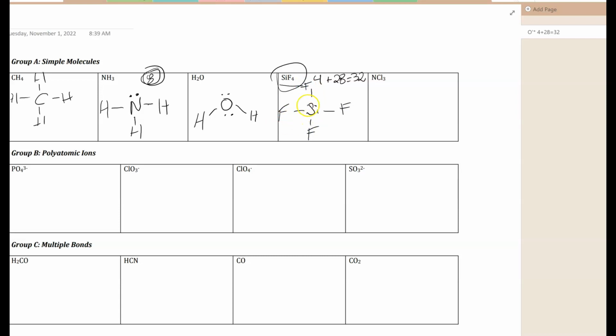Now that gives me 8 electrons, right? 2, 4, 6, 8 from the 4 bonds. So I still have 24 that I need to account for.